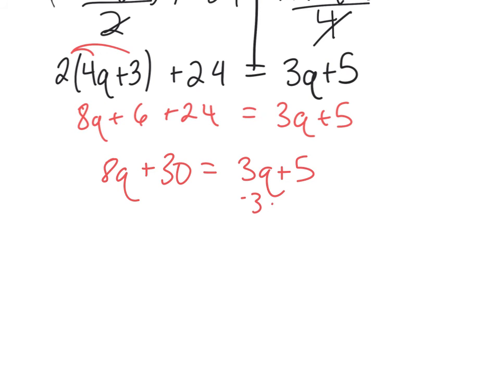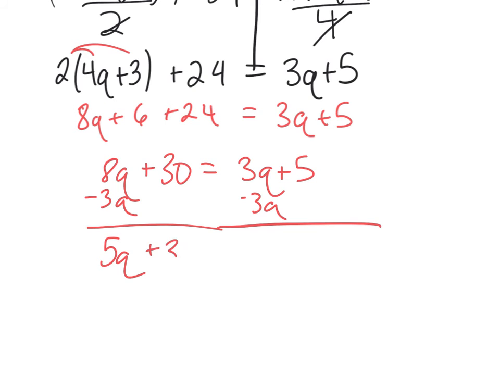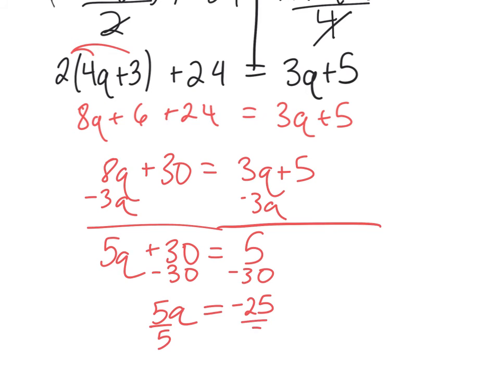Move the smaller variable over. 5q plus 30 equals 5. Subtract, right? Negative 25 equals 5q. Last step is division. q equals negative 5.